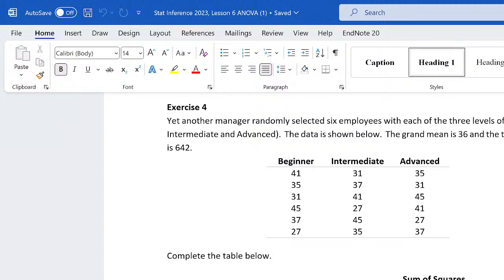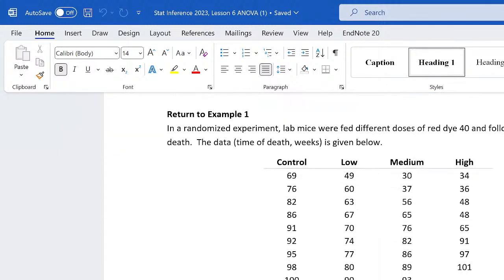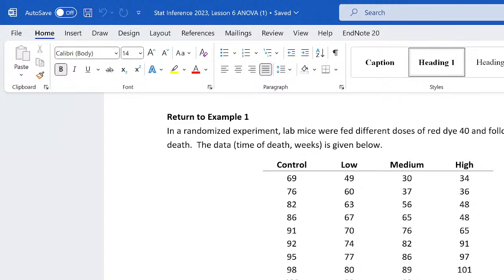Now we go back to the mice. All right, so we're home free now. Ready to go back to the mice. We have our analysis of variance tables. We're done with the number crunching. Back to the data and the study question.